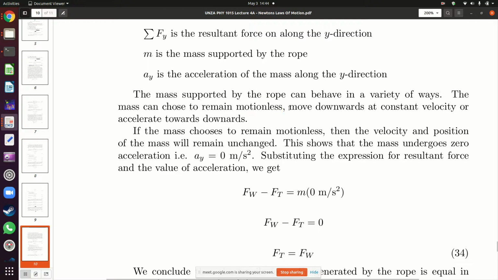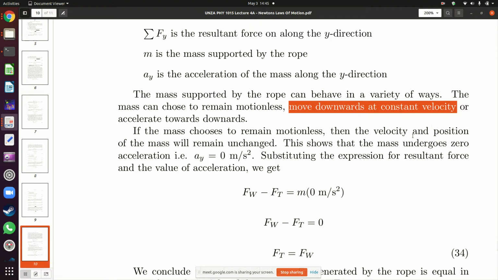Or our mass can be lowered downwards at constant velocity. If our mass is lowered down at constant velocity, again, the acceleration is equal to 0. Or our mass can accelerate much, much faster downwards. In that case, you have good acceleration. So we look at these cases in order.